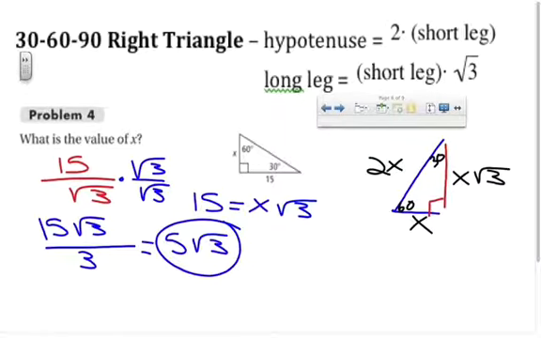So what I'm hoping he's getting to is that, Sarah, the short leg is going to be opposite the 30, and the long leg would be opposite the 60.